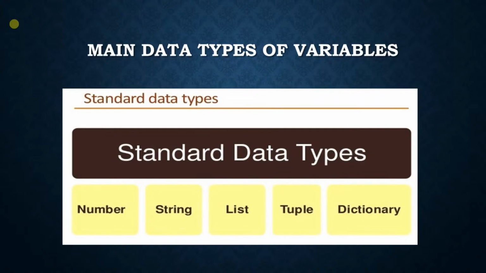Now there are 5 different standard data types in Python. They are numbers or integers, strings, list, tuples, and dictionaries. These are the 5 main standard data types of Python. In our first few sections, we'll be mainly dealing with numbers and strings. We will move on to list, tuples, and dictionaries later in the course. So for now, we will deal with numbers, that is integers, and strings.